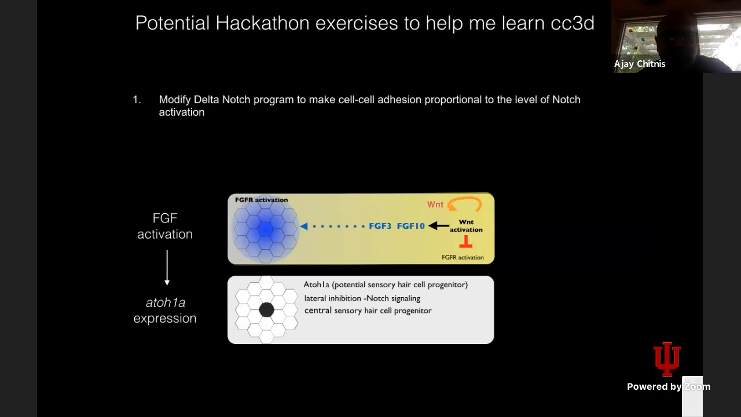So the first is, I mentioned earlier on that the central delta-expressing cell activates Notch, and this helps to change the morphology of the cells. So one of the things I wanted to do was simply start with modifying the delta-notch program to make cell-cell adhesion proportional to the level of Notch activation in neighboring cells, and see how that changes the morphology of cells. That should be a simple starter project for me.